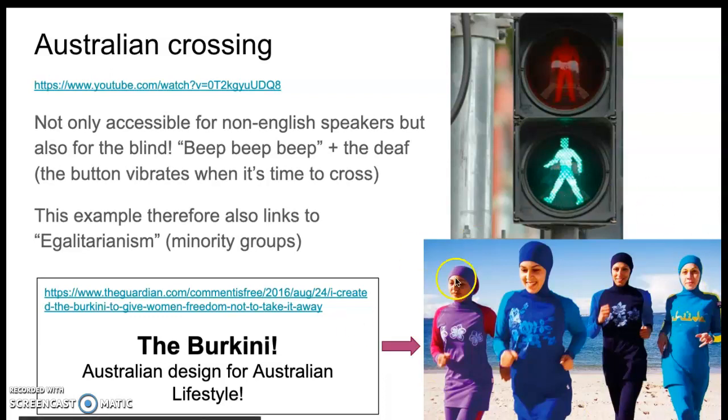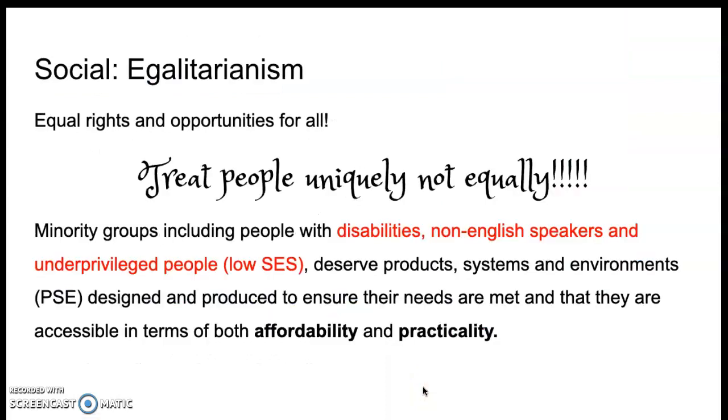The burkini is a hijab-like design, but it's for Australians. It's an Australian design for the Australian lifestyle. So it's a perfect example of multicultural influences in design.